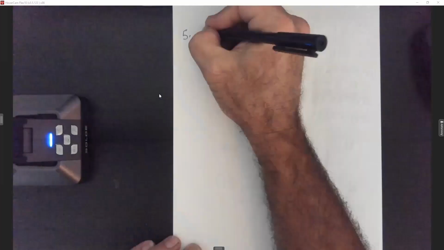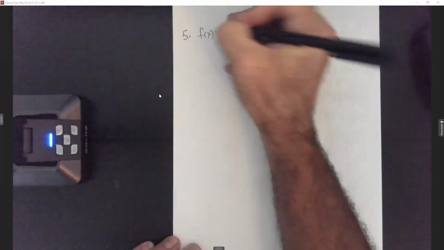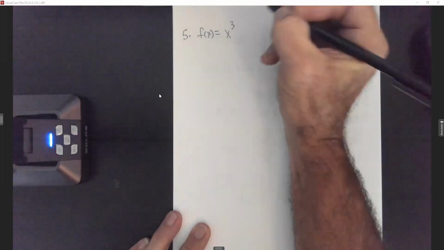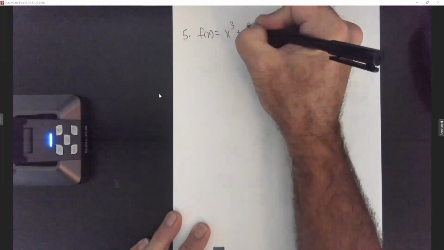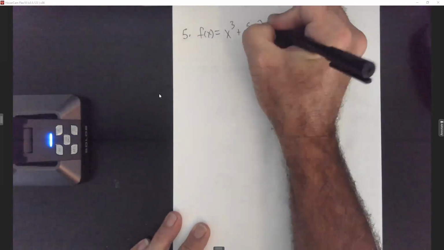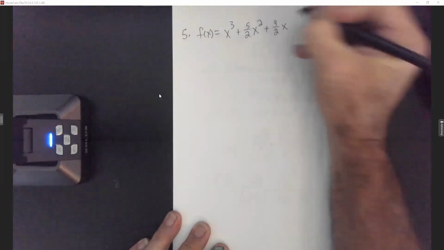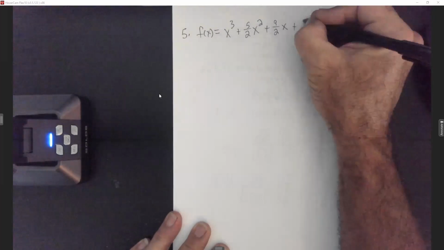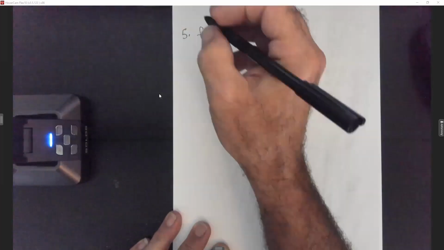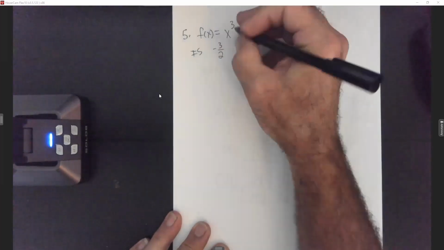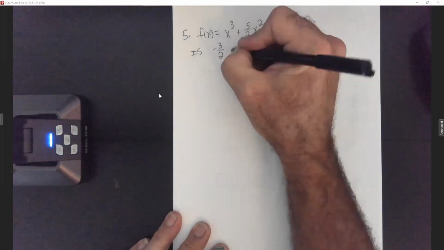All right, so I'm going to do one more, and then we're going to look at that question we had from a while ago. All right, we're given f of x equals, now these are your favorite numbers. I got an x to the 3rd, plus I got a 5/2 x squared, plus I got a 9/2 x, plus 9/2. Is a negative 3/2 a 0?